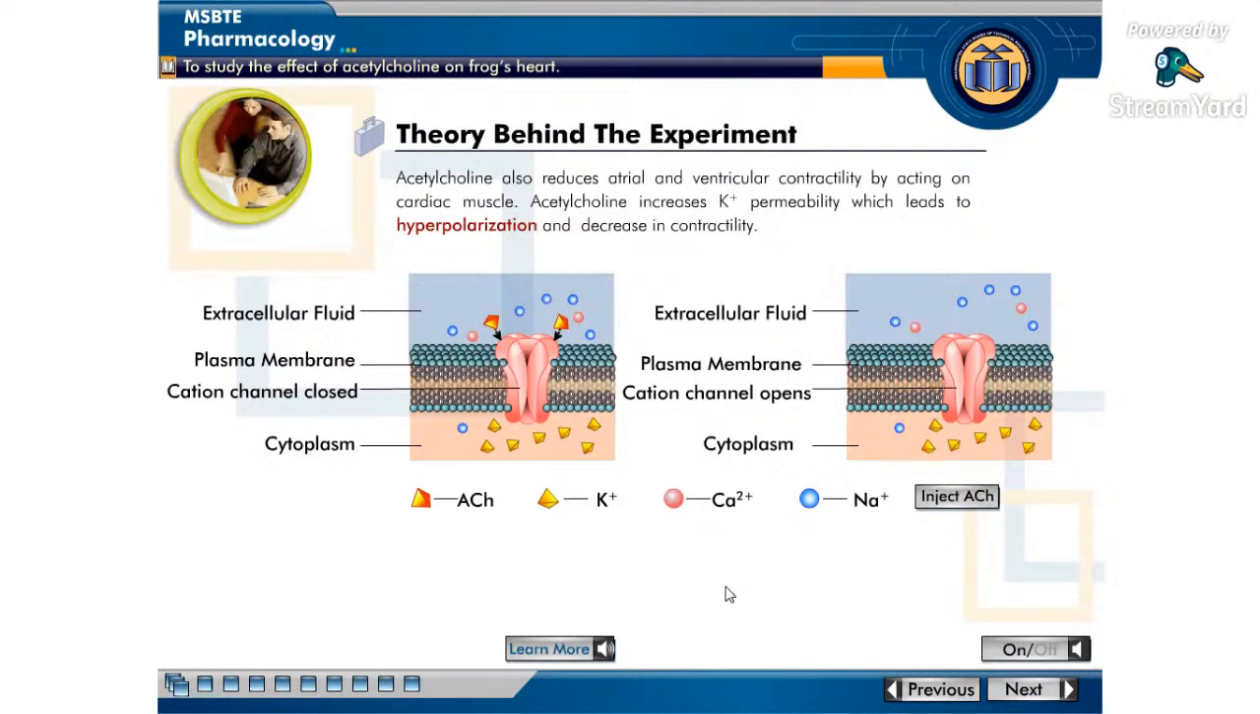Acetylcholine reduces force of contraction of cardiac muscle along with heart rate. By increasing permeability to potassium ions, acetylcholine hyperpolarizes cardiac muscle, which leads to decrease in contractility.